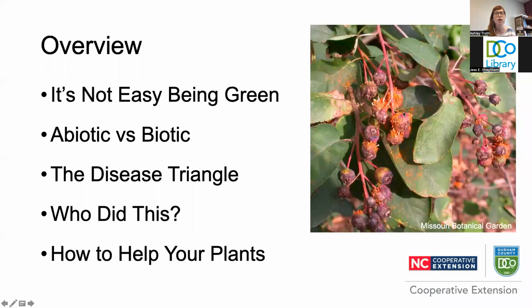So today we will talk about what I like to call the perils of being a plant, or it's not easy being green, an understanding of why plants have disease problems and pest problems in the first place. And that actually has a lot to do with plant metabolism and our climate. We'll go through identifying abiotic versus biotic problems. So what's a problem that's just because of the environment, and what's actually something that's caused by a pest or a disease? Understanding diseases in general with the disease triangle, a little bit of insect ID, what I like to call who did this, and then how to help your plants in general. So what we can do to set our plants up for success.